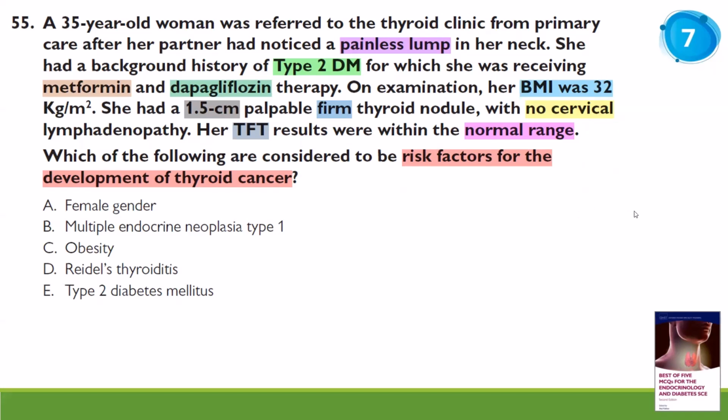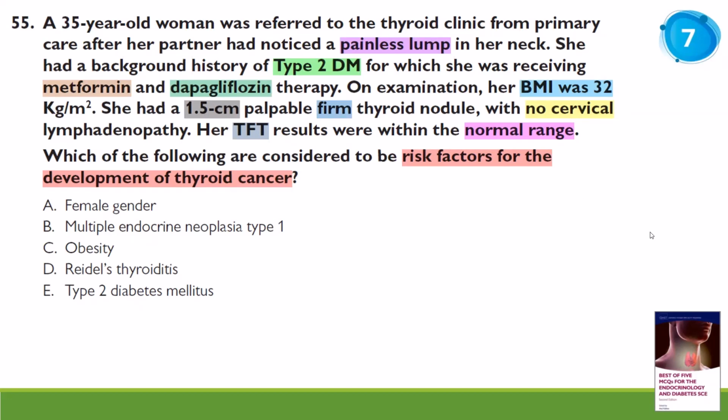What about MEN type 1? No, it should be MEN type 2, not MEN type 1. MEN type 1 means pituitary, parathyroid, pancreatic. No relation to thyroid. This is what I want to hint about. MEN type 2 is a risk factor for development of medullary thyroid cancer. But MEN type 1 involves pituitary adenoma, parathyroid lesion, and pancreatic lesion.